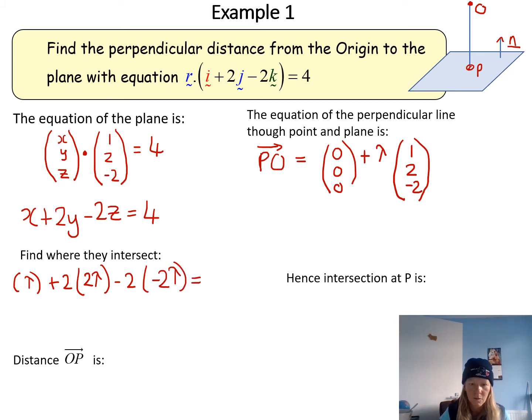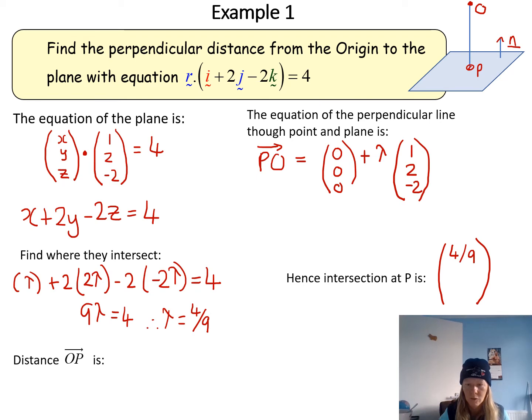This all equals 4. So working out here, we've got 1, 5, minus 4. So that's actually, no, it's another 4, isn't it? So we've got 9 lambdas equals 4, and therefore lambda must equal 4 over 9. So we know this line hits the plane when lambda is 4 over 9. So putting 4 over 9 in here, so that's 0 plus 4 over 9, which is 4 over 9.